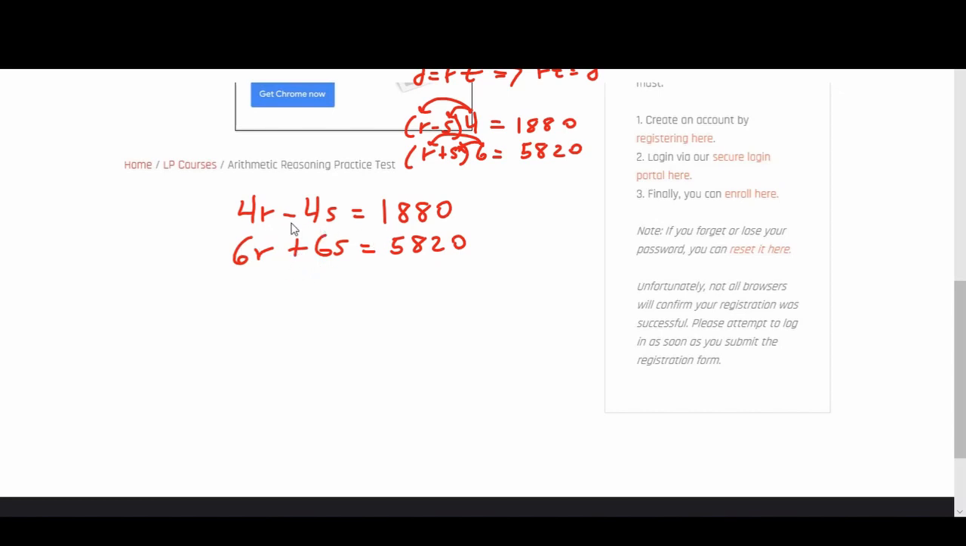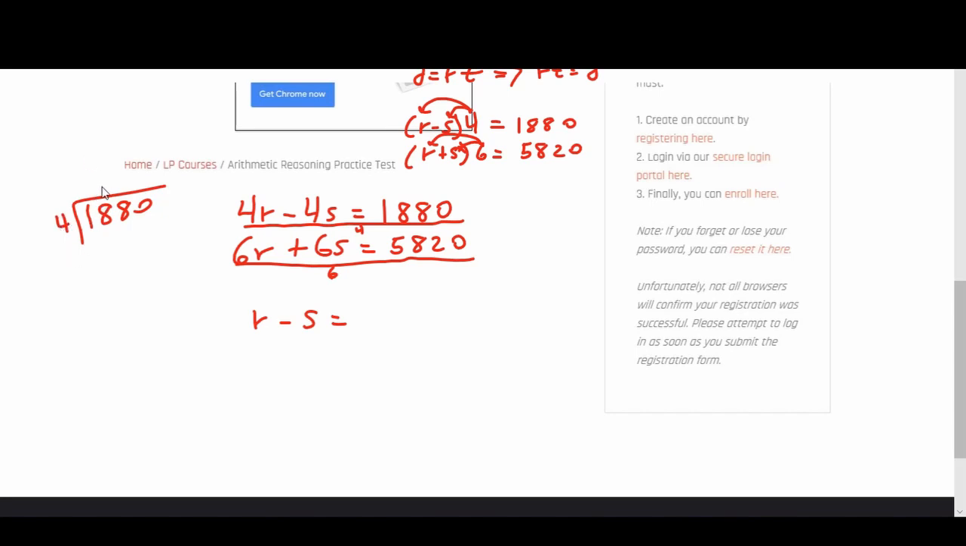But that said, before we do that, I'm going to divide everything in this equation by 4 to simplify it. And I'm going to divide everything in this equation by 6 to simplify it. 4r divided by 4 is just r. 4s divided by 4 is just s, so this is r minus s. 1880 divided by 4 is 1880 divided by 4.